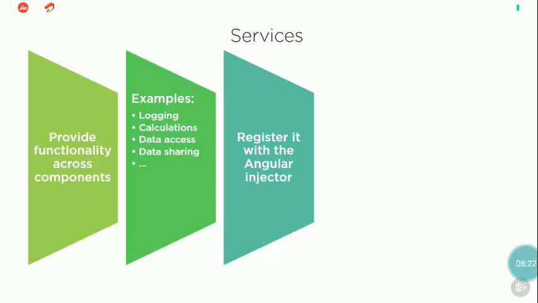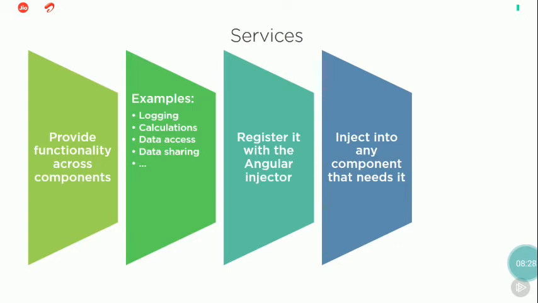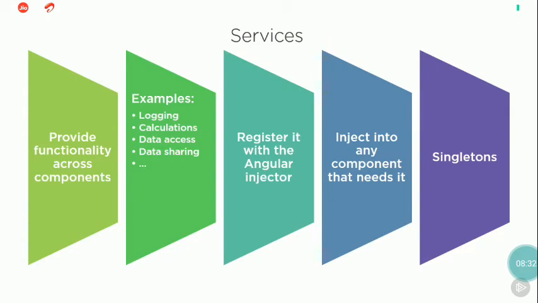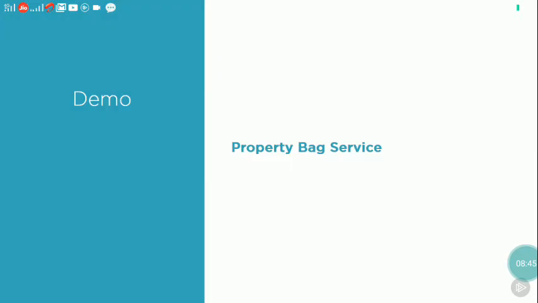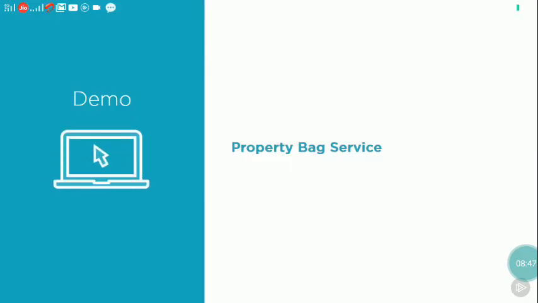When we create a service, we register its provider with an Angular injector. We can then inject the service into any component that needs it. By default, services are basically singletons, which means that Angular maintains a single instance of the service. That way, if we set service properties, any component that injects the service can access those property values. Now let's jump into a demo and start building this service.